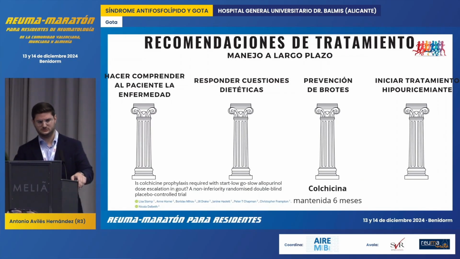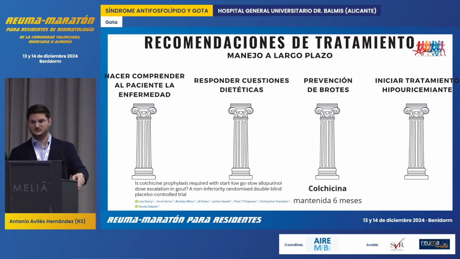Regarding the prevention of flare-ups, it is done with colchicine maintained for at least 6 months. And that's what this article by Nicola Dalves tells us, in which they made a comparison in patients who had started urate-lowering therapy with a start low, go slow strategy, whether it is necessary to give colchicine to these patients or if they can be managed with placebo without gout flare-ups.